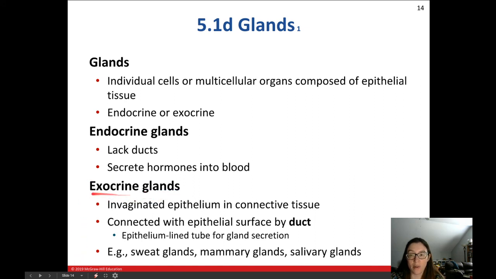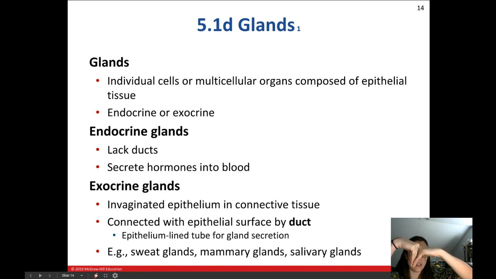Exocrine glands are going to be invaginated epithelium in connective tissue. So basically, let's say you have the epithelium up here, and then it dives down and forms a gland. And that gland is going to go down deep into the connective tissue layer, but it's originally formed from the epithelial tissue.